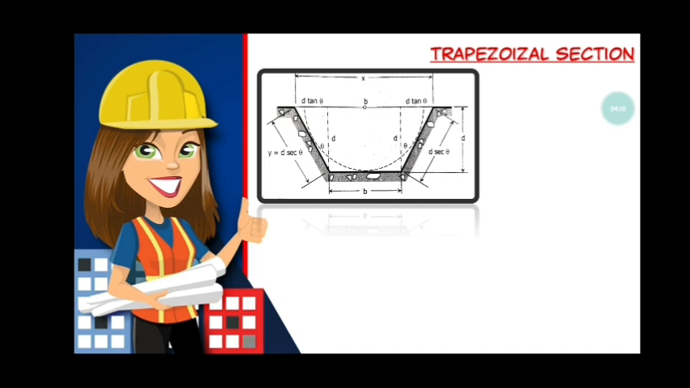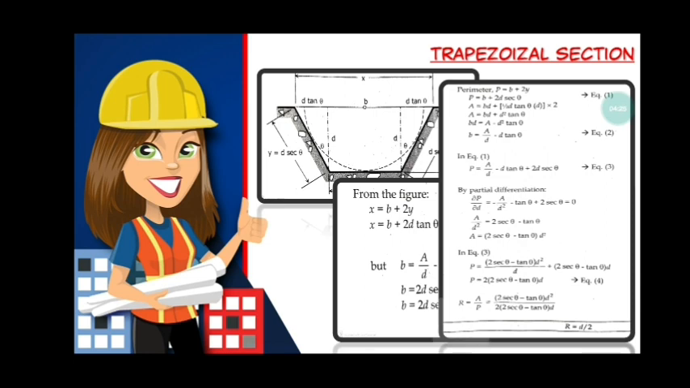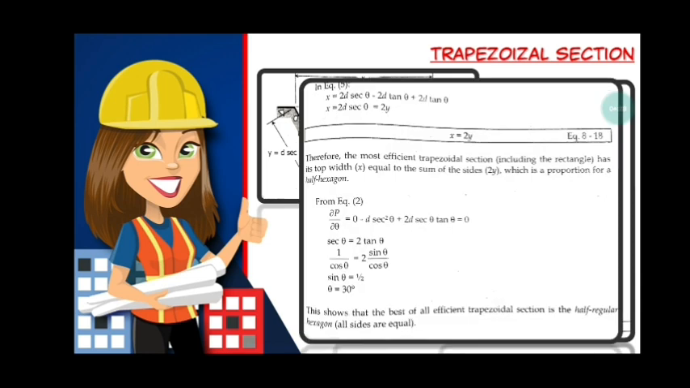For the trapezoidal section, take note of these derivations of proportions. The most efficient trapezoidal section, including the rectangle, has its top width x equal to the sum of the sides 2y, which is a proportion for a half hexagon. This shows that the best of all efficient trapezoidal sections is the half regular hexagon, which means all sides are equal.